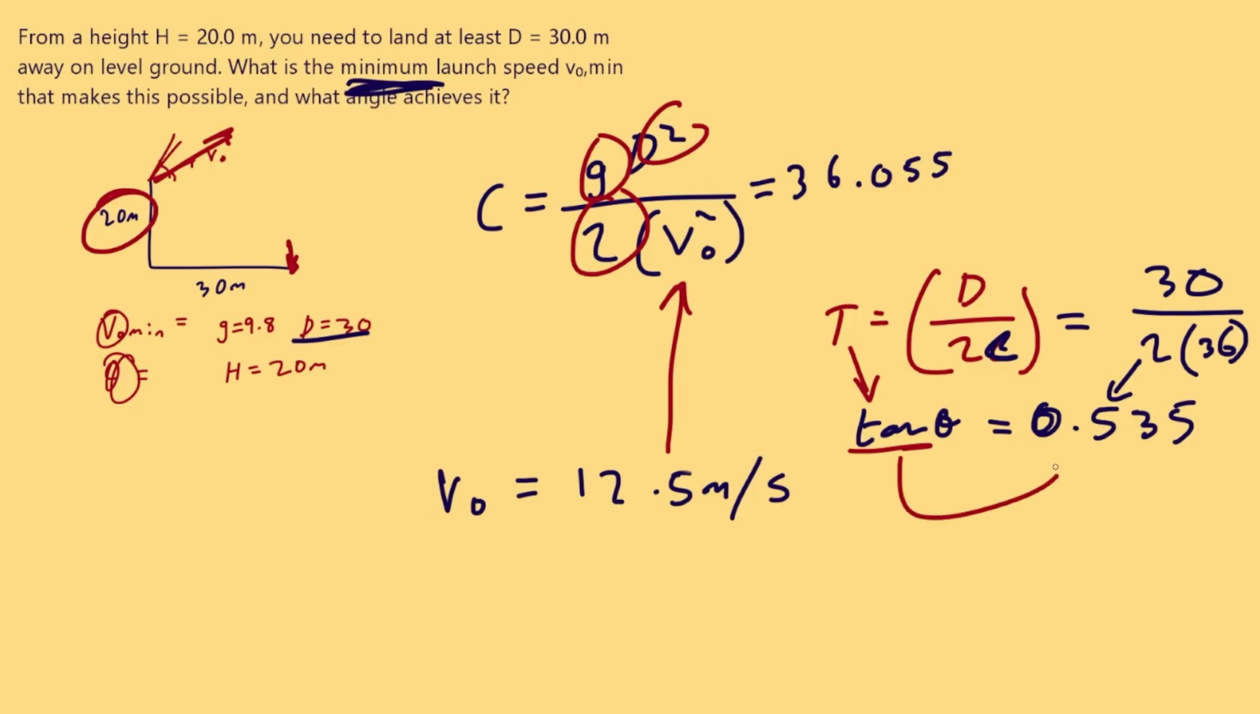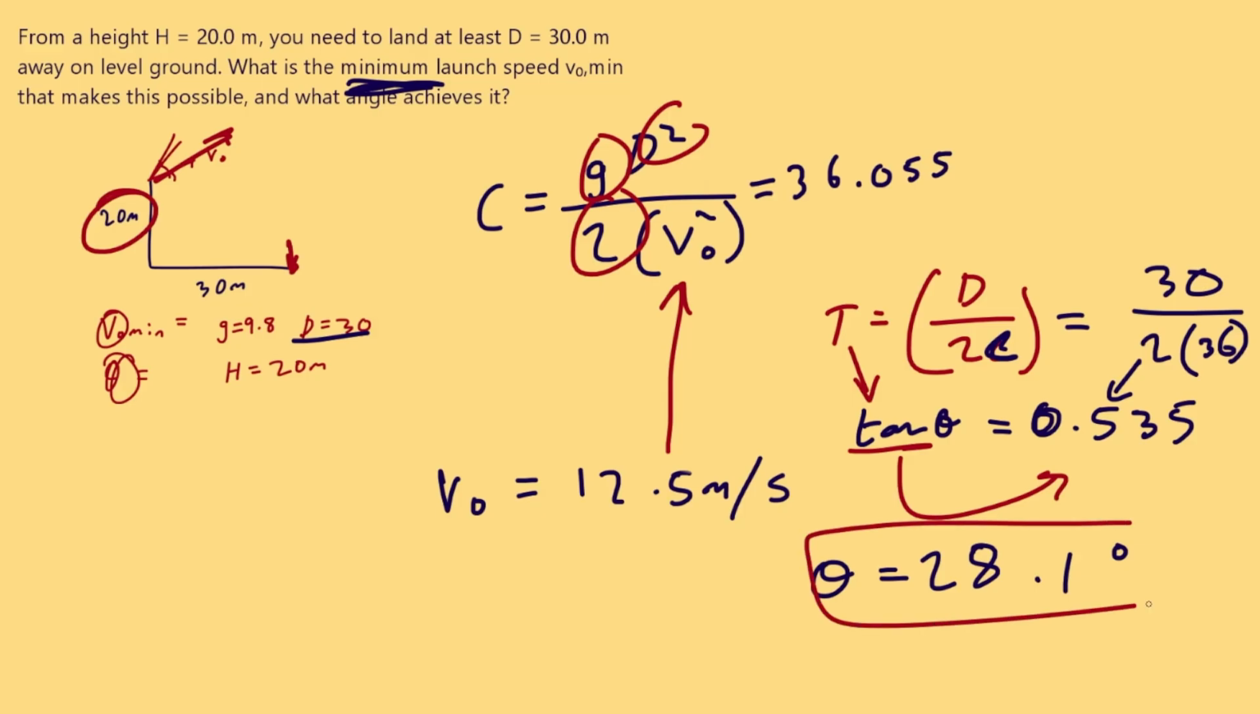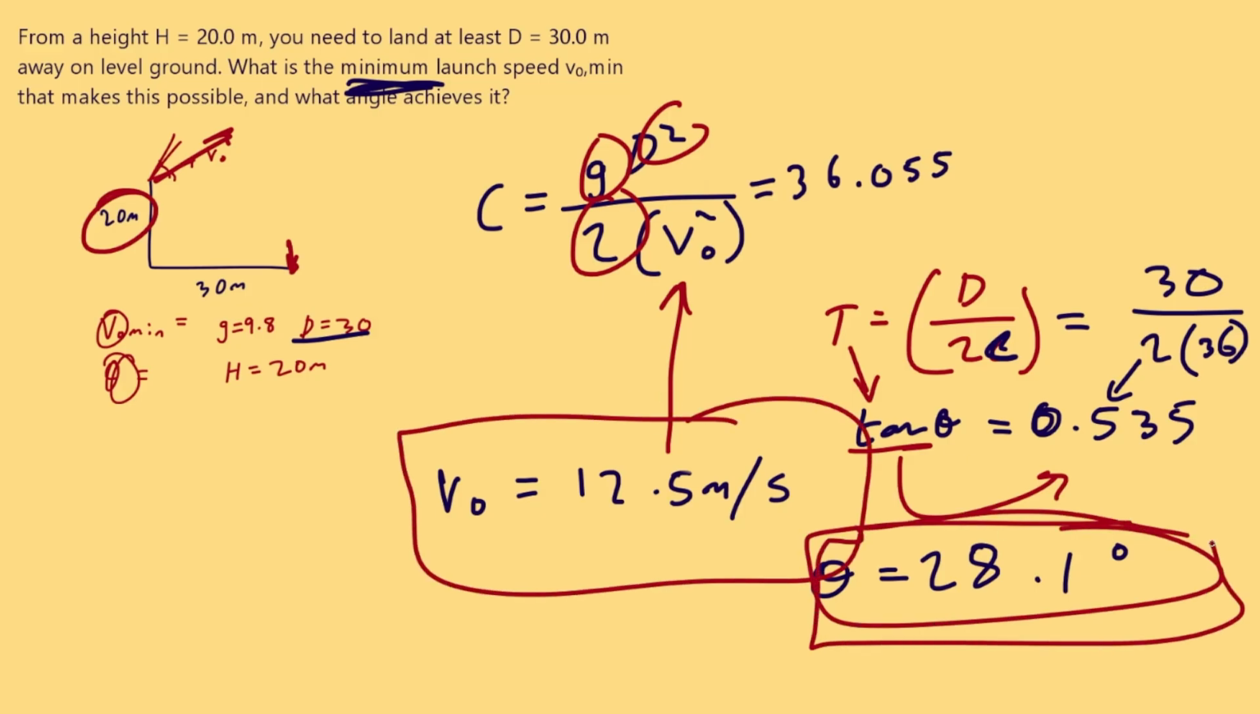Use the inverse tan function. You find the final angle is 28.1 degrees. That is the minimum launch speed and the angle at which you should launch it at to hit a perfect target 30 meters away from a platform 20 meters high. We just solved it. There was a lot of quadratics. If you follow the math, that is incredible.